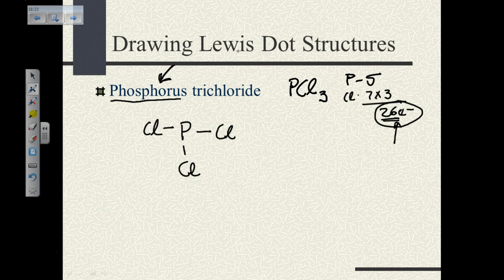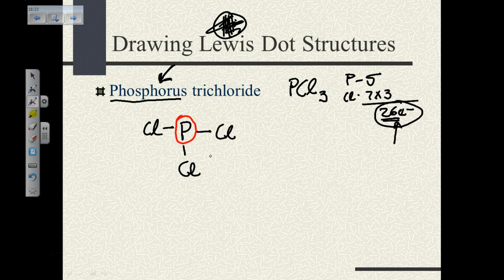The only exception to that is hydrogen. Hydrogen, because it only wants 2 electrons, can only form 1 bond. And because hydrogen can only form 1 bond, hydrogen can never be a central atom. So just some terminology, this guy is the central atom, and the chlorines are the exterior atoms.